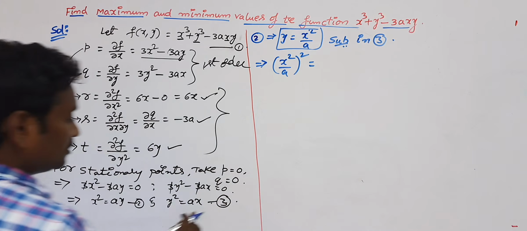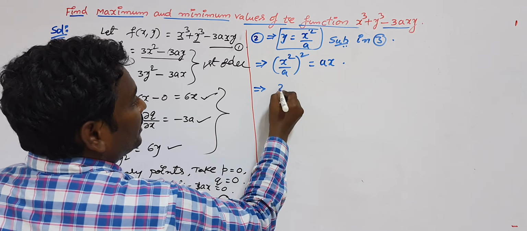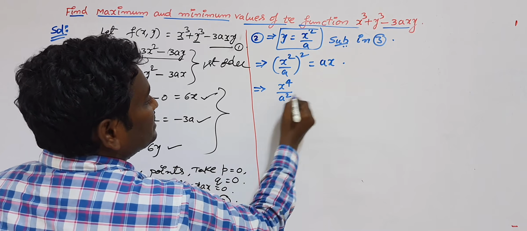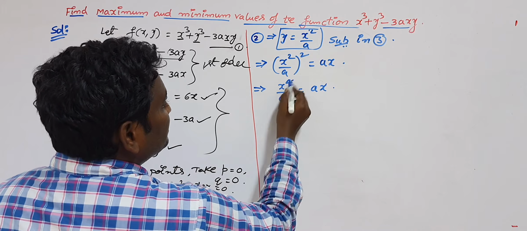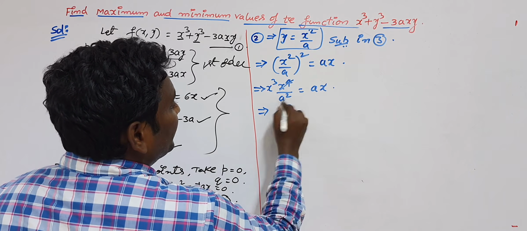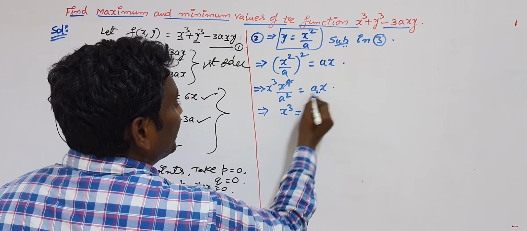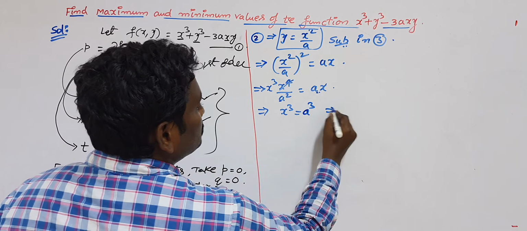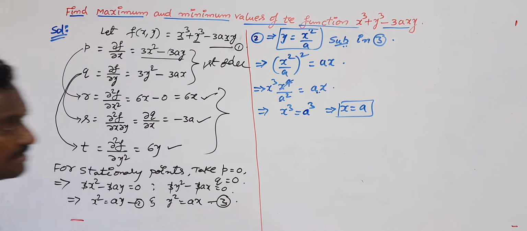x power 4 by a square is equal to ax. So, 1x gets cancelled here, you are getting only x cube. So, x cube is equal to a square into a. Take this denominator to right side, already another a is there. So, a into a square is a cube. So, x is equal to a because cubes get cancelled. x is equal to a.